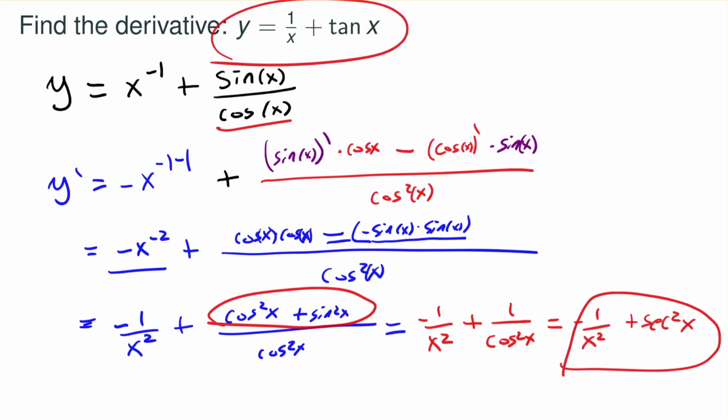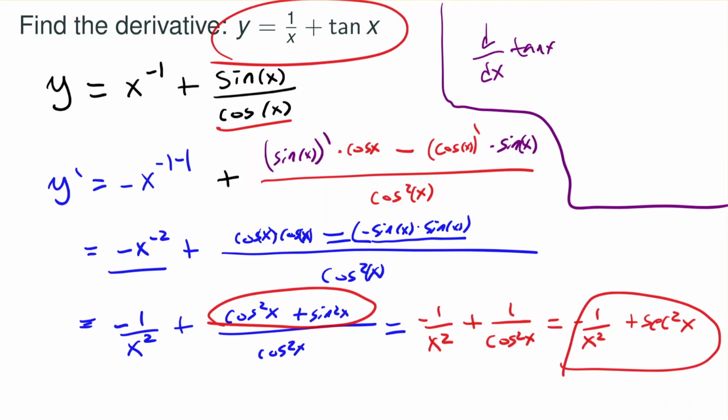So here's the important thing. We just observed that the derivative of tangent x is actually secant squared x. This is one of those things you can either remember or you can derive by changing to sine over cosine.